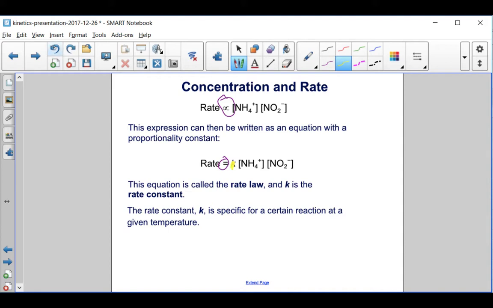The constant that you see, K. That K is called the rate constant, and the equation is called the rate law. The rate constant K is specific for a certain reaction at a given temperature. So we have a rate law equation that includes the rate constant and shows how the concentration of each reactant is proportional to the rate of the reaction.